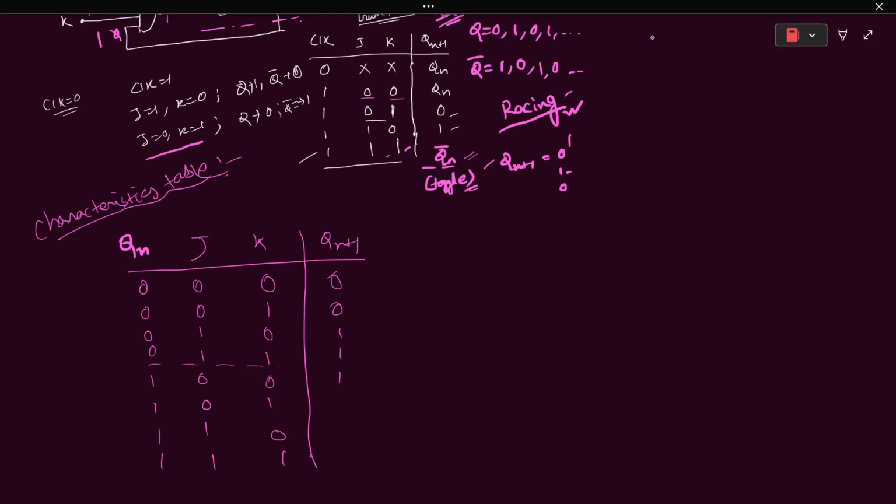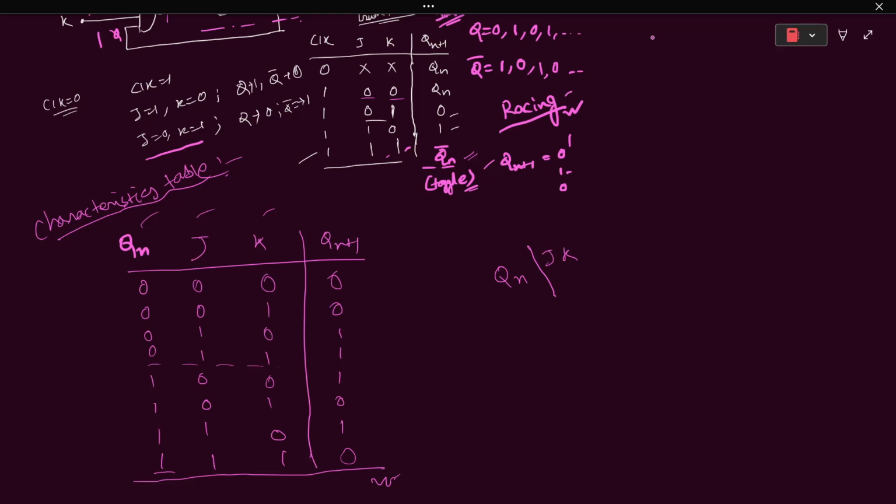After that, 0 0 Qn, 1 0 1 0 1 0 1 and 1 1. What about Qn complement? Qn is 1 here, so this is 0. So this is the characteristics table of a JK flip-flop. Now what will we find? We will find the expression of Qn plus 1 in terms of Qn, J and K through the 3 variable Karnaugh mapping method. So simply draw the 3 variable Karnaugh map here.